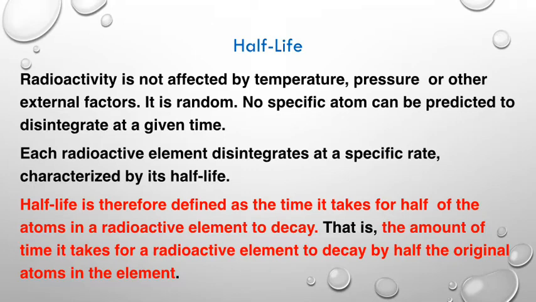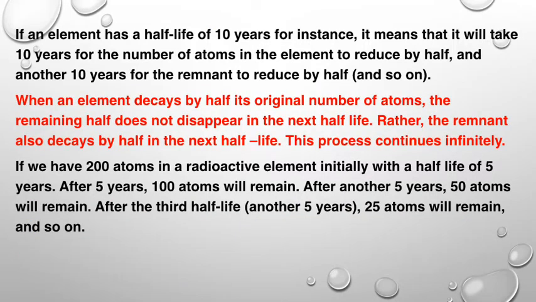Half-life is defined as the time it takes for half of the atoms in a radioactive element to decay. That is the amount of time it takes for a radioactive element to decay by half of the original atoms in the element. If, for instance, an element has a half-life of 10 years, it means that it will take 10 years for the number of atoms in the element to reduce by half, and another 10 years for the remnants to reduce by another half of it, and so on and so forth.